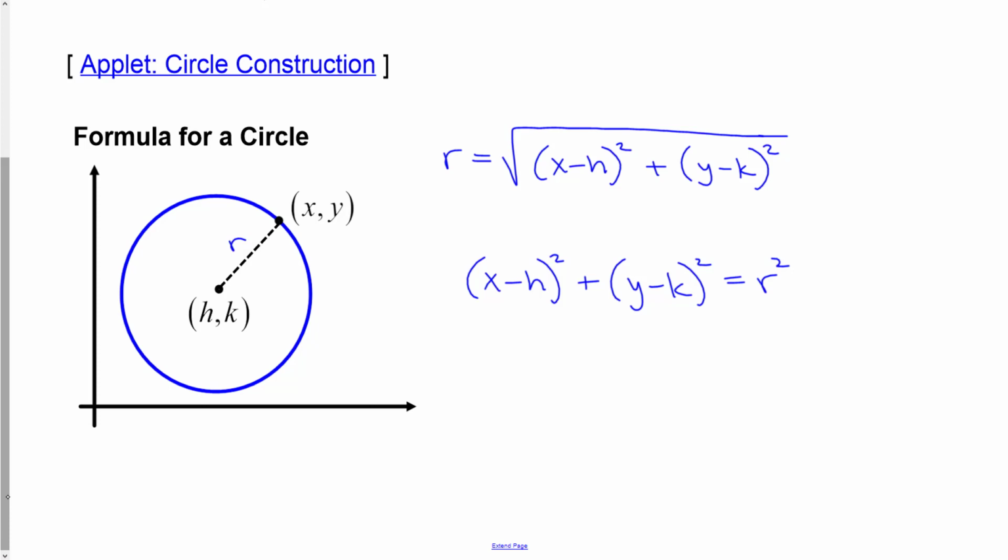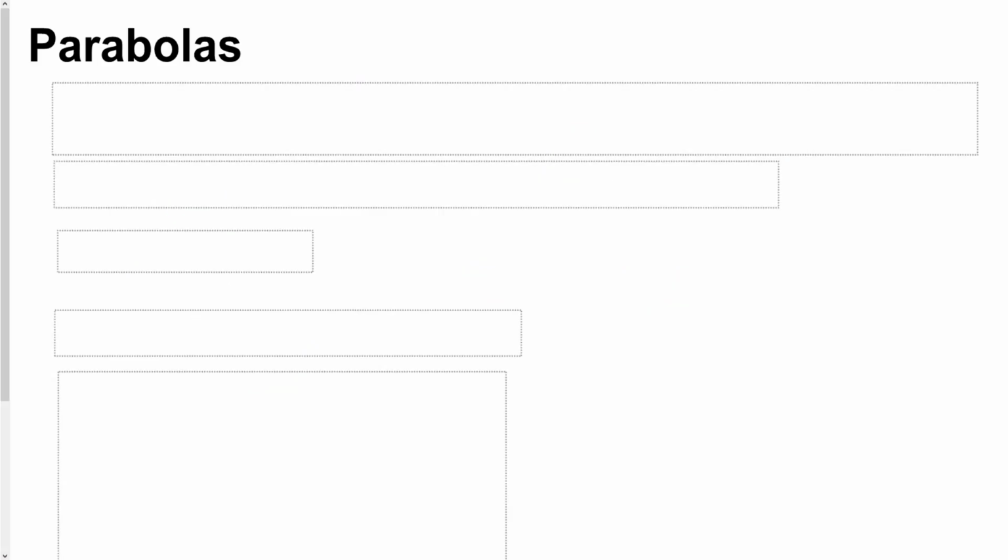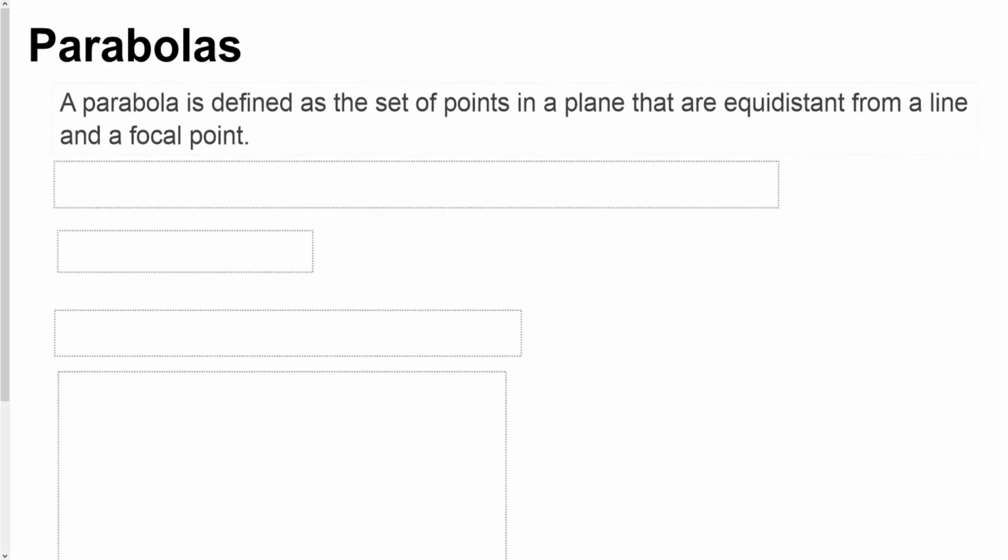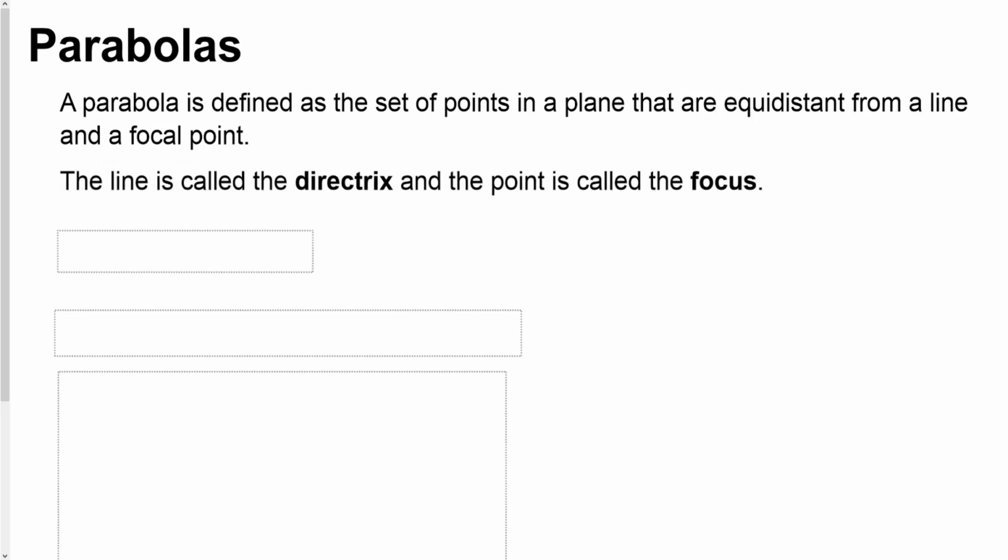Now, let's move on to parabolas. A parabola is defined as the set of points in a plane that are equidistant from a line and a focal point. So now we're not just looking at equidistant points from a single central value, we're looking at the constant distances between a point and a line. The line is called the directrix, and the point is called the focus.